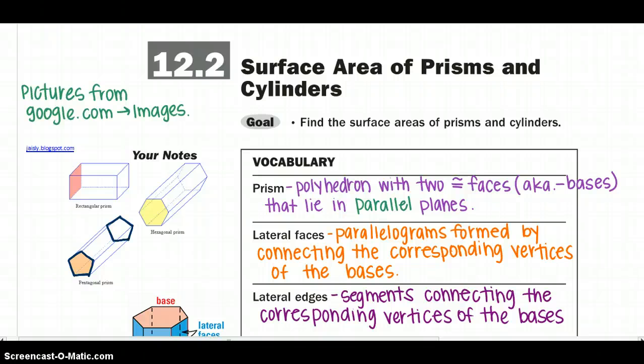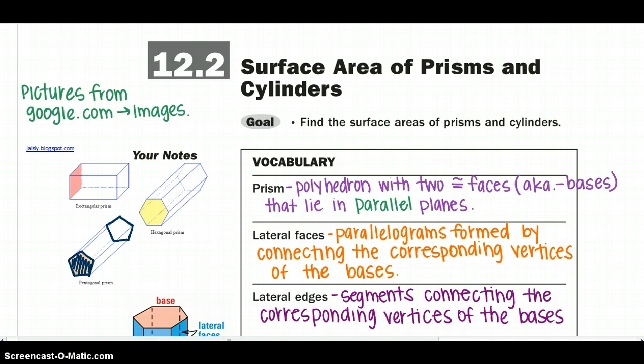And normally what we talked about yesterday is you're going to name the front part of the prism by the base itself. So what is the base? If it's a pentagon, we're going to name it a pentagonal prism. So that would be a pentagonal prism.